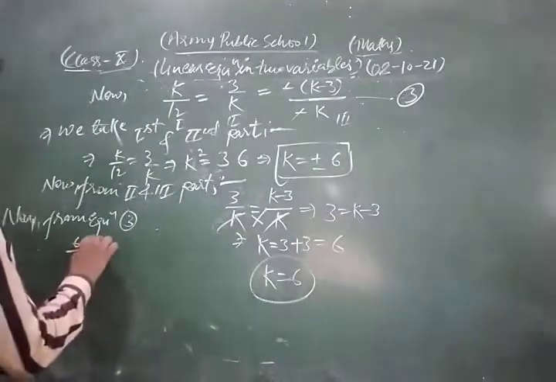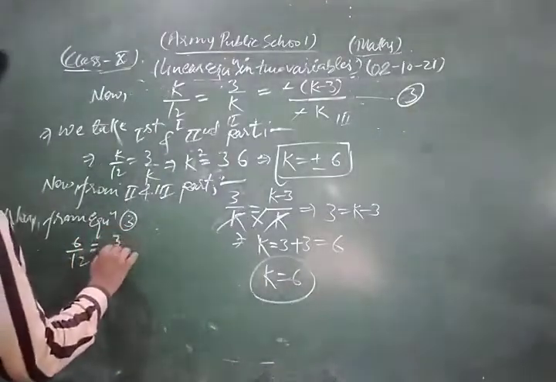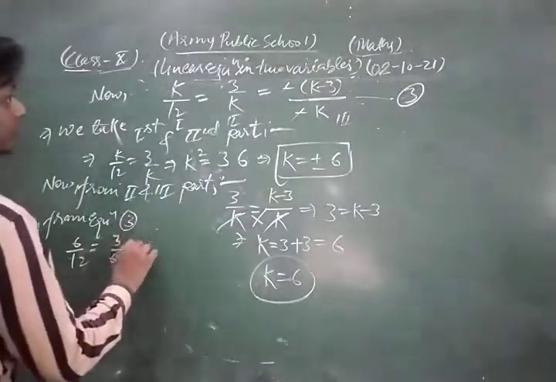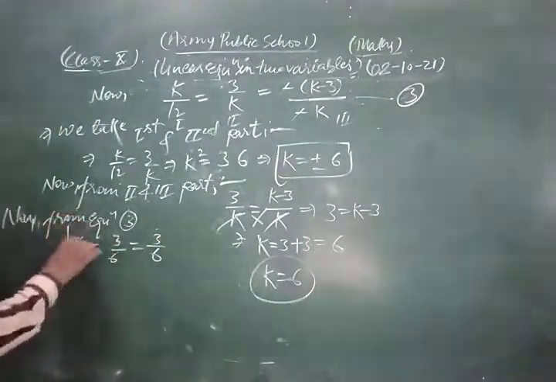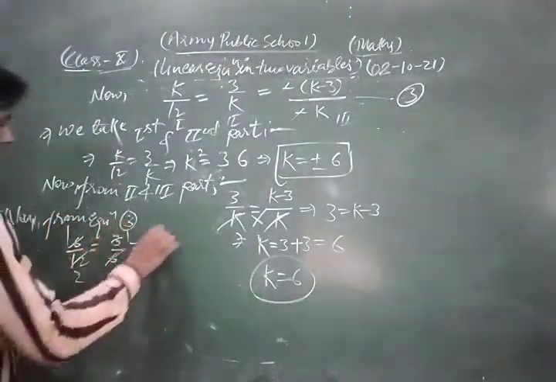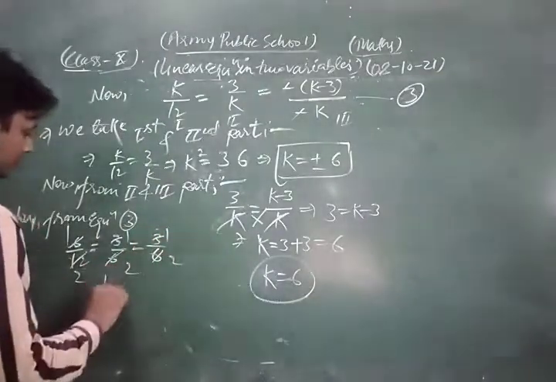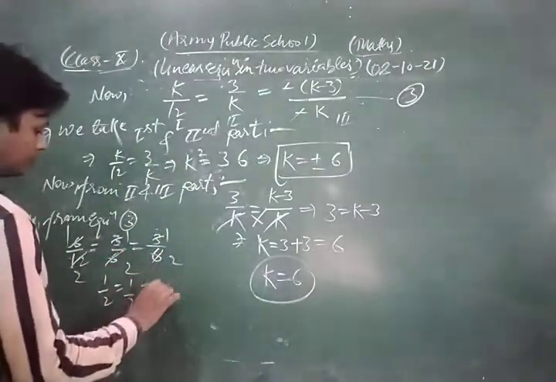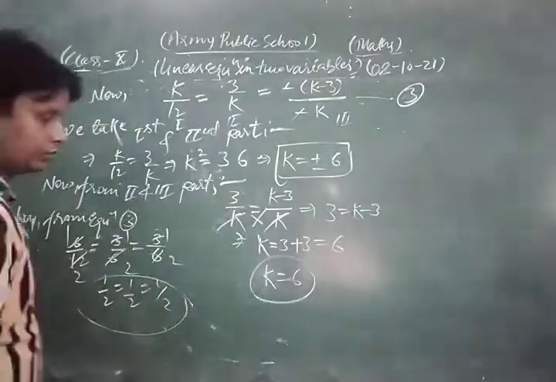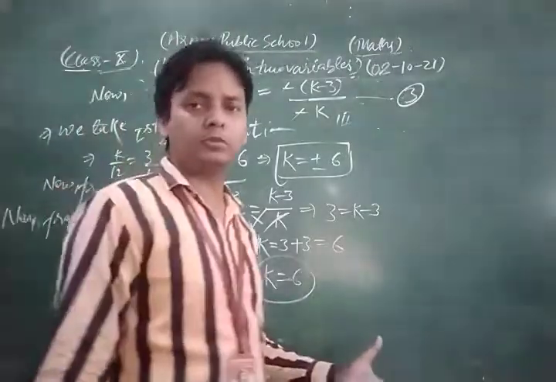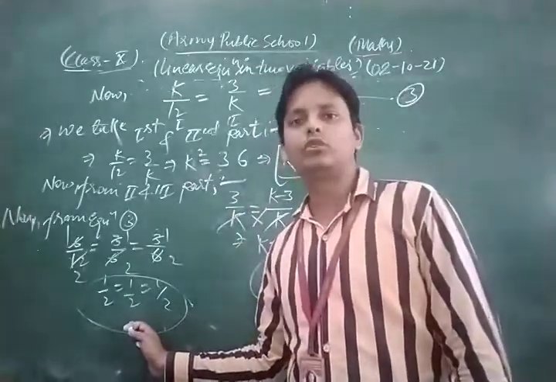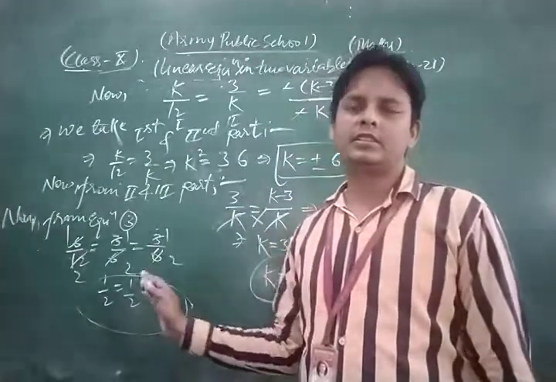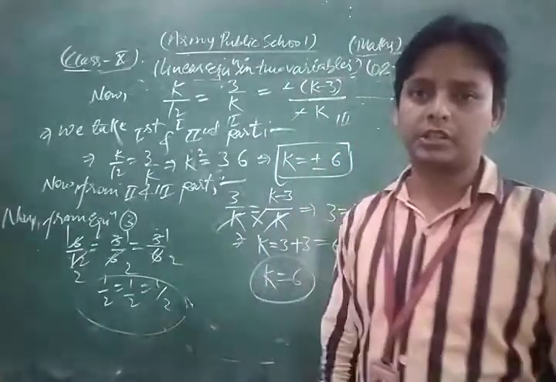So 6 upon 12 is equal to 3 upon 6 is equal to (6 minus 3) upon 6, that is 3 upon 6. So look, each of these is 1 by 2, is equal to 1 by 2, is equal to 1 by 2. So for infinite solutions, a1 upon a2, b1 upon b2, c1 upon c2 are equal. So the value k equal to 6 satisfies the given conditions.